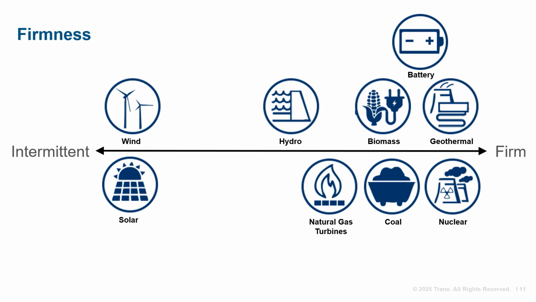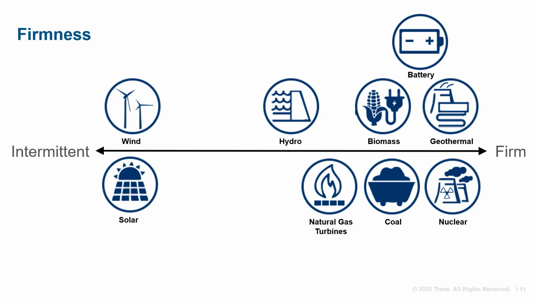Similarly, pumped hydro, which is a form of energy storage, is more firm than run-of-river hydro because pumped hydro plants can maintain more consistent water levels and thus generation capacity. There are some nuances to firmness. For example, biomass plant firmness depends on the biomass feedstock, so this graphic should be interpreted directionally and not as an absolute statement.